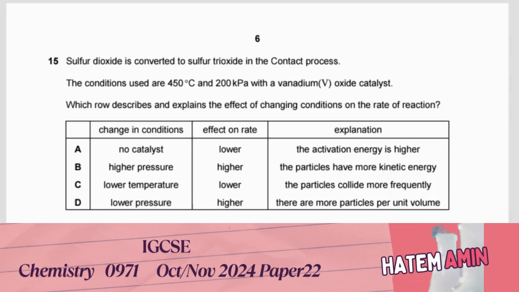Let's exclude the wrong ones first. Here, no catalyst. With no catalyst, the rate of reaction decreases, of course. The explanation is that the activation energy is higher. That's correct. By using the catalyst, we are decreasing the amount of activation energy. So if we don't use the catalyst, the rate of reaction decreases.